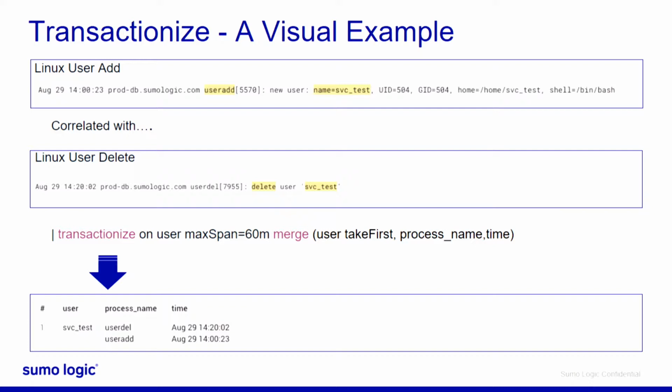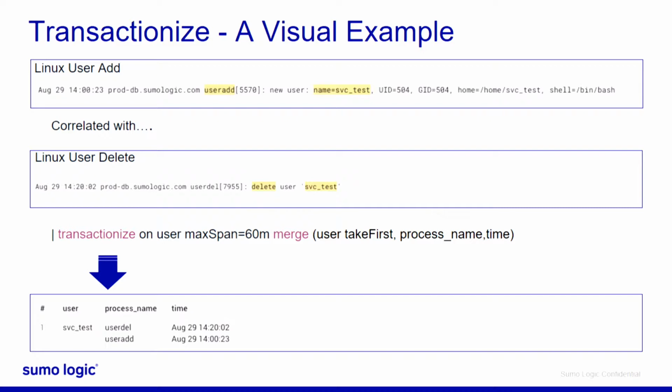For process name, I want to merge those two things because I'm going to determine in this case whether it was a user add or delete. And I also want to know what time they happened. So I want to know what time was associated with each process. So I'm going to merge those as well. So that's the merge section, taking the raw logs and merging those fields in different ways. So you can take first or you can take last, which will take the last value in the series instead of the first value. Okay.